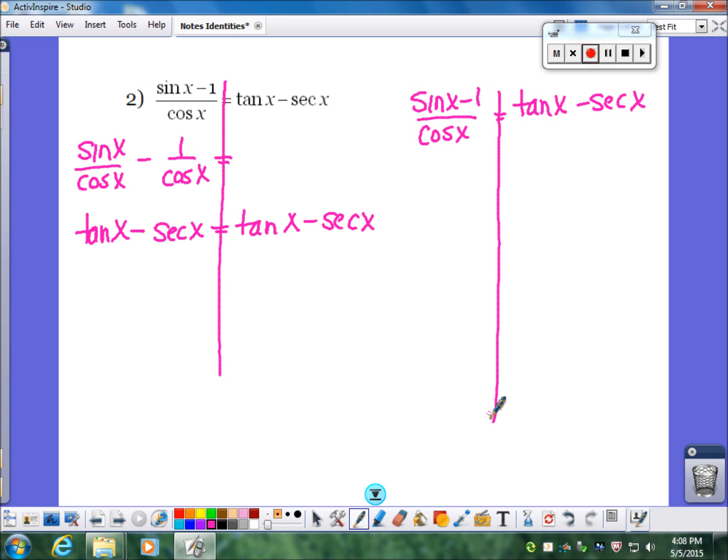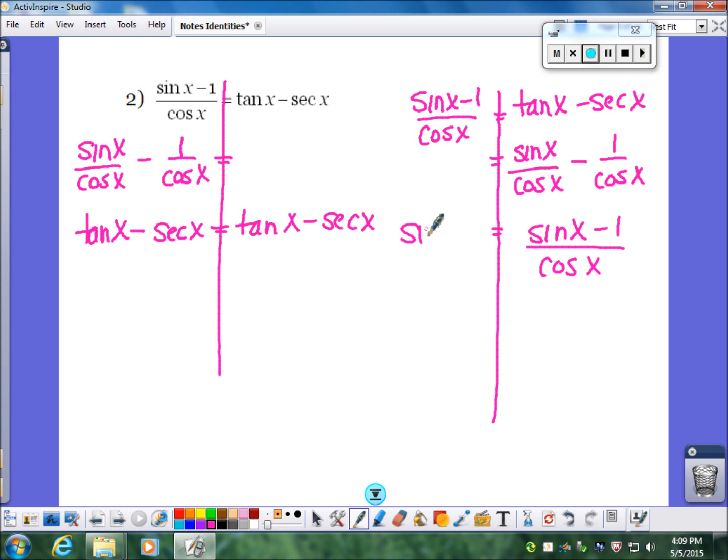Okay. All right, so I see that I have tangent and secant, and what I want is sine and cosine, so I'm going to change these to sines and cosines. So tangent, I'm going to change into sine of x over cosine of x. And secant, I'm going to change into 1 over cosine of x. All right, notice I have a common denominator here, so that means I want to make this a single fraction. I already have a common denominator, so I'm going to keep my denominator and combine my numerators. And look, that's exactly what my left side is. So I've verified that identity.